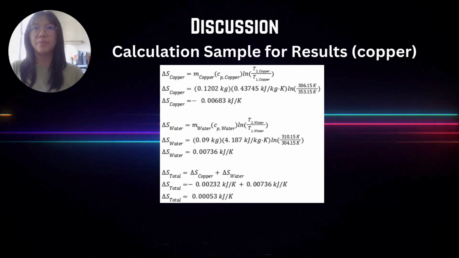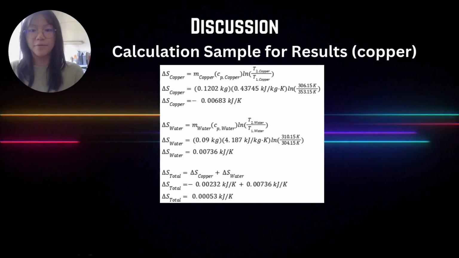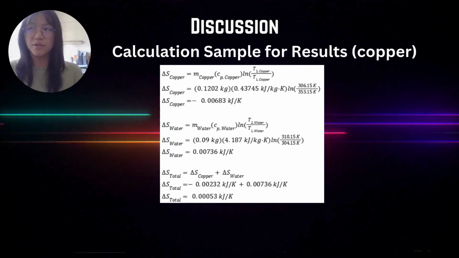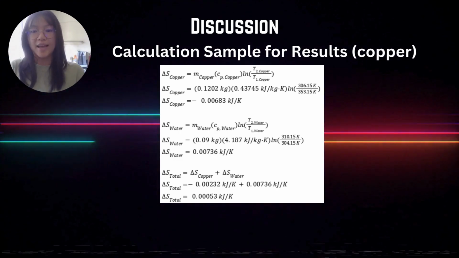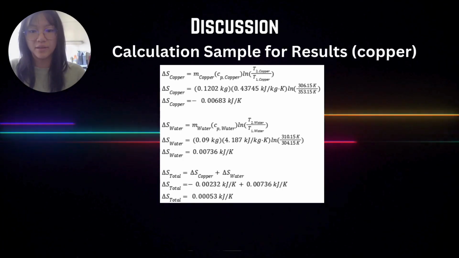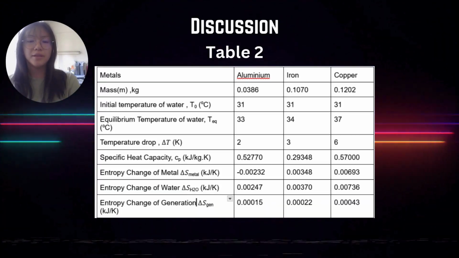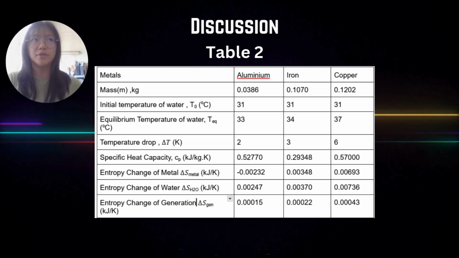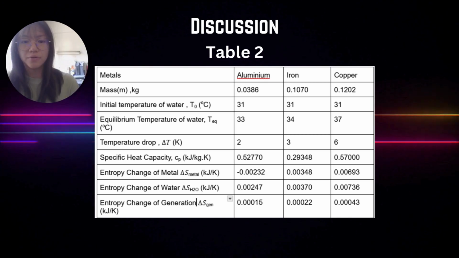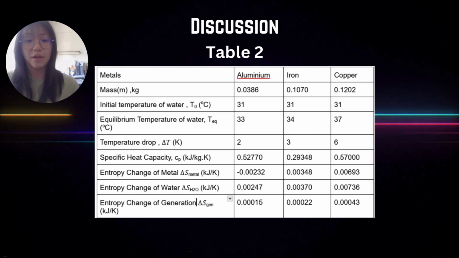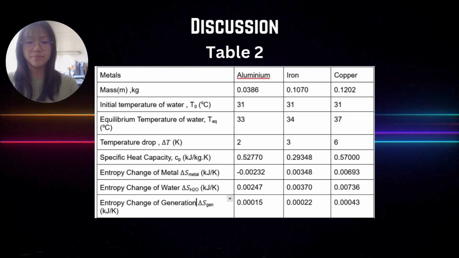We apply the same formula for the water, but use a different value of Cp, which is 4.187, and we get S water equal to 0.00736 kJ per Kelvin. For S total, we sum S copper plus S water. In the end, we get S total equal to 0.00053 kJ per Kelvin. The table below shows the result of calculation for each type of metal, which is aluminium, iron, and copper, just now. So we get S gen equal to 0.00015 for aluminium, 0.00022 for iron, and 0.00043 for copper.